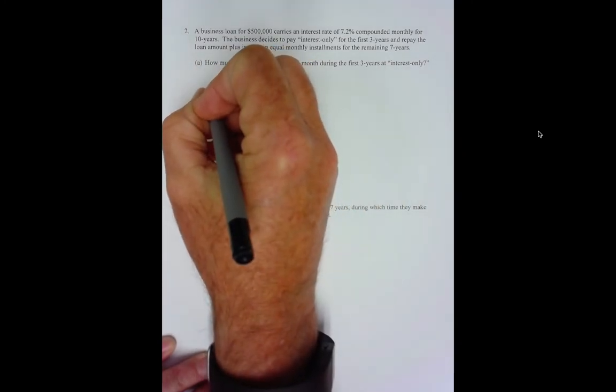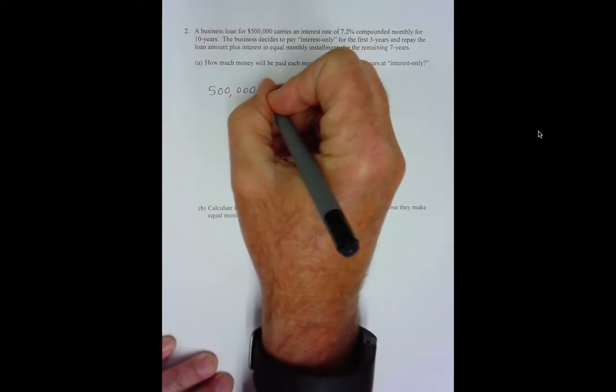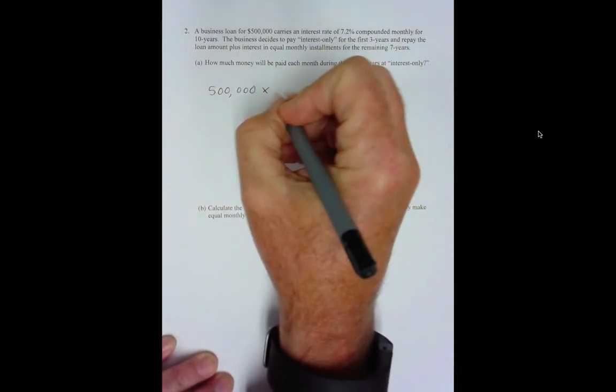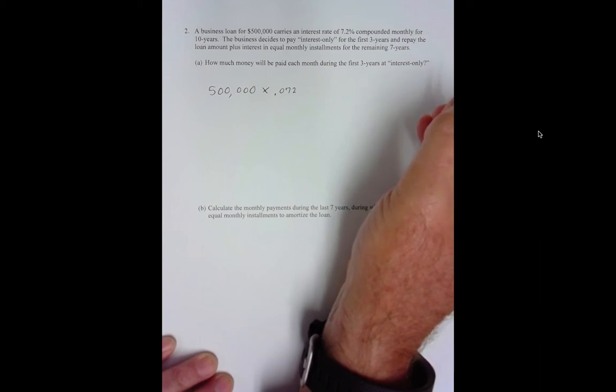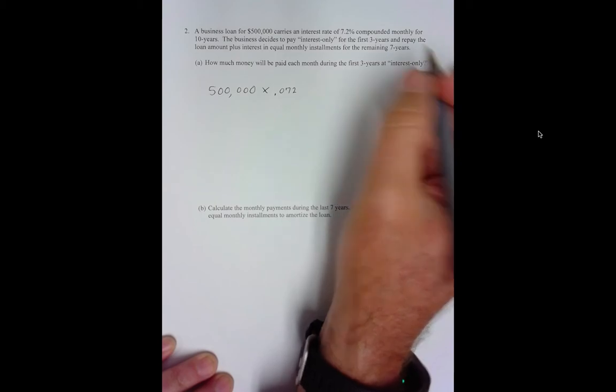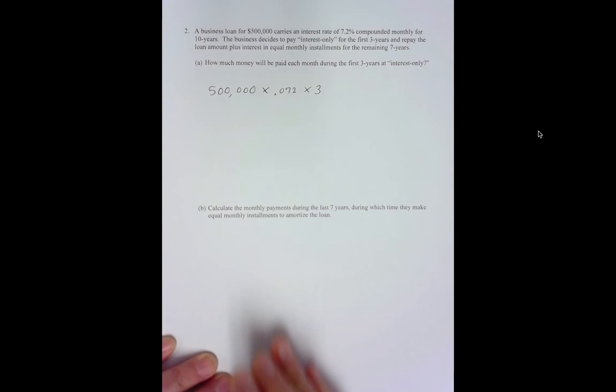Well, guys, that's pretty simple. If we do interest only, we can calculate the interest. So we have 500,000 times 0.072. So that's going to give me the interest each year, and I can multiply that by 3 to figure out the interest that they'll pay for 3 years.